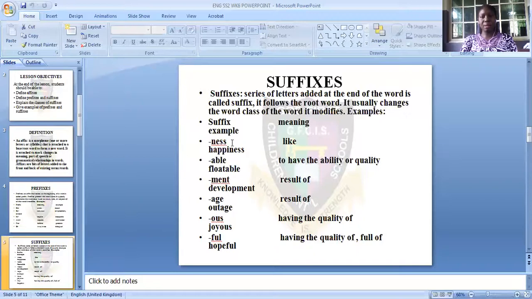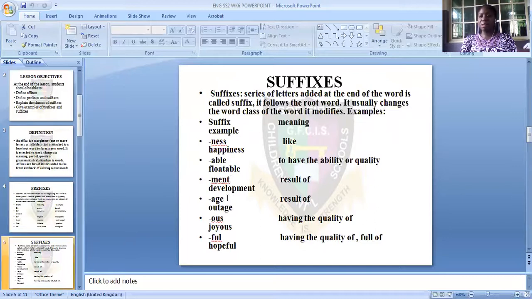Now let's look at examples. Ness, the suffix ness. When we add it to the word happy, it changes it to happiness. Able, the suffix able. When we add it to the word float, it changes it to floatable. Ment, the suffix ment. When we add it to the root word develop, it changes it to development.